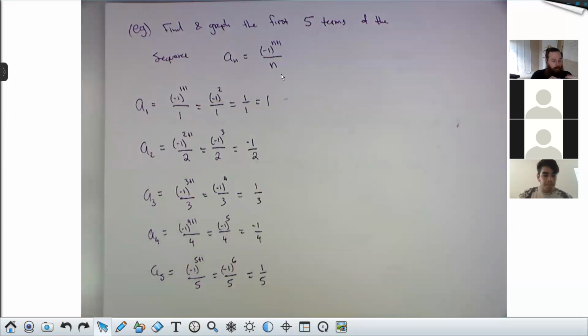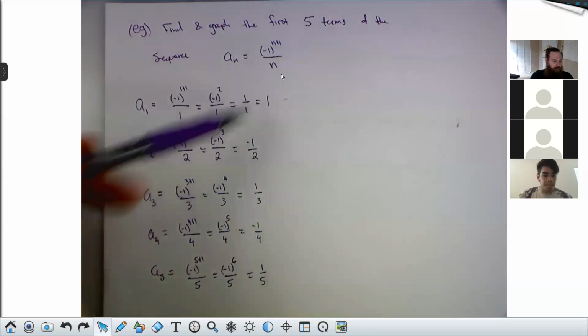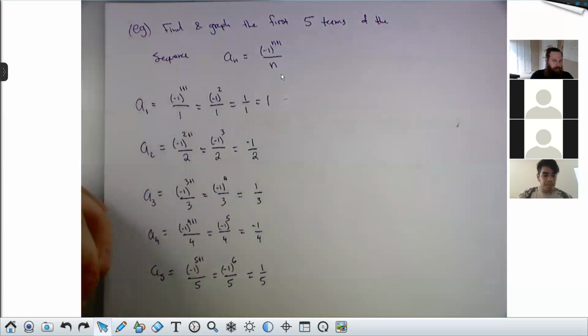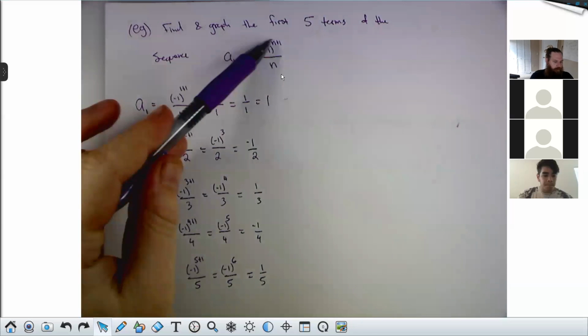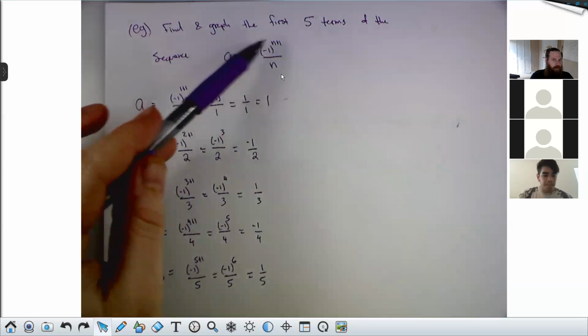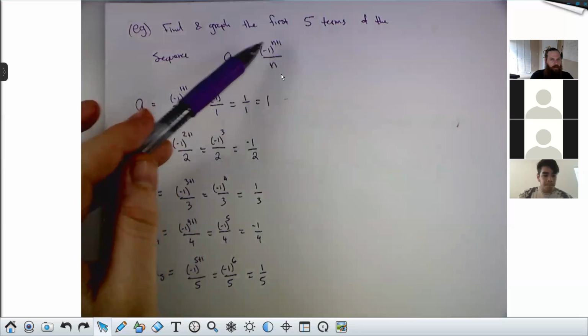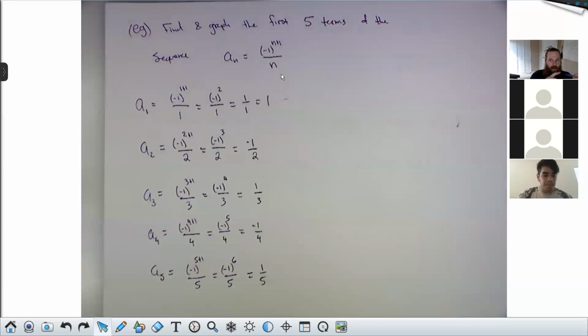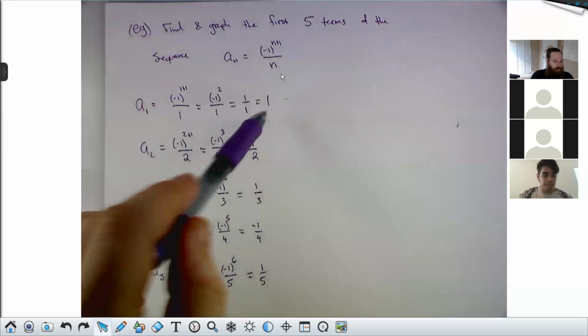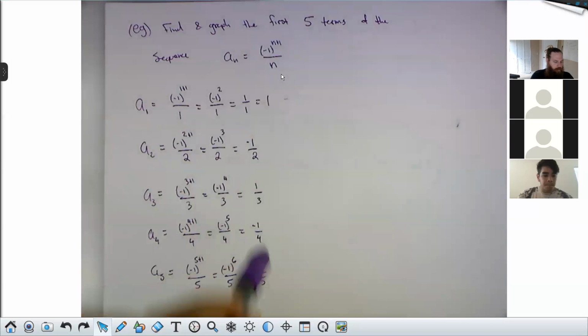Interesting. So you notice it flashes back and forth: positive, negative, positive, negative, positive. That's the effect of this power of -1. (-1) to the n, (-1) to the n plus 1. As n runs over the counting numbers, that blinks back and forth between +1 and -1. And then downstairs, you just have an n, so the denominator is 1, 2, 3, 4, 5, and so on.